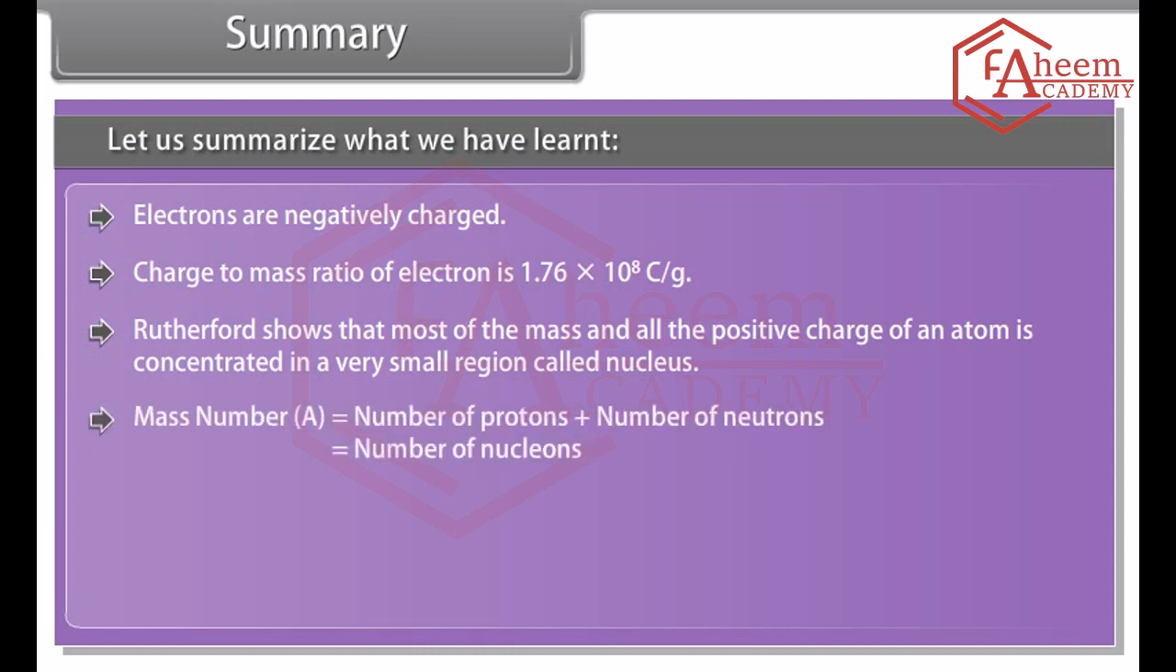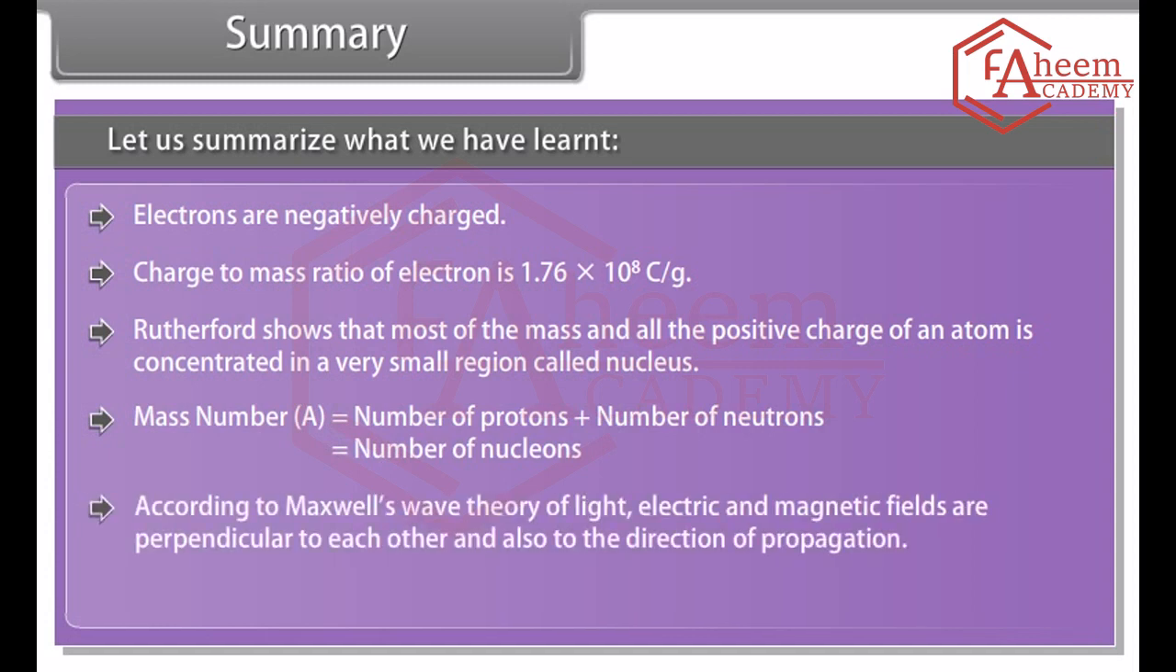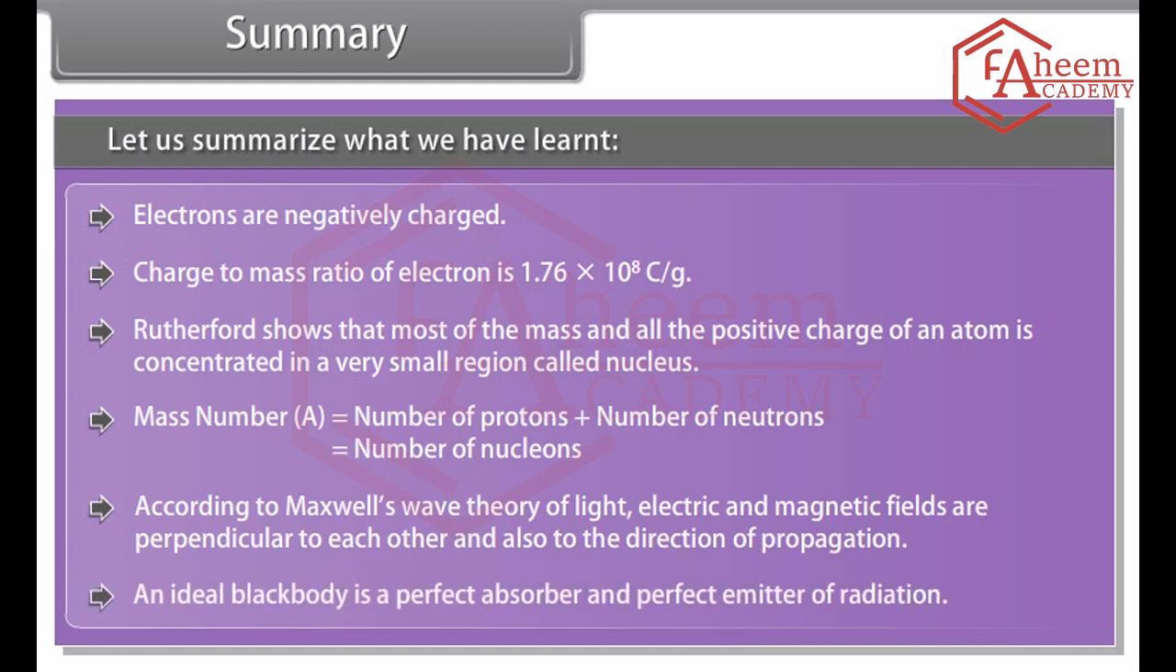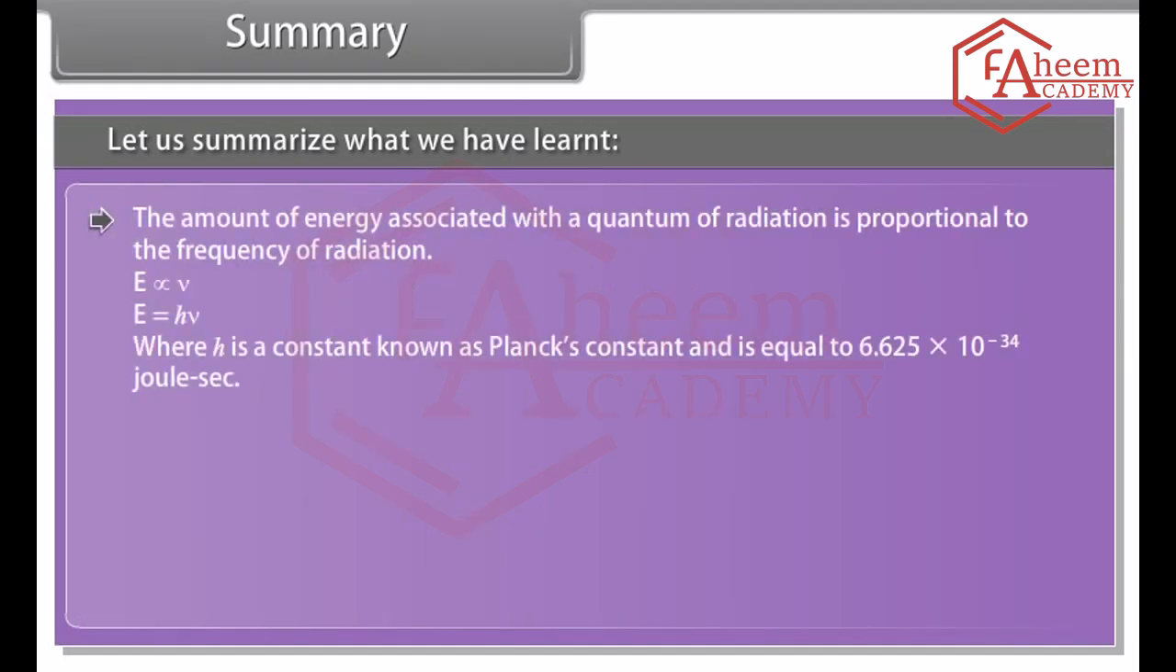Mass number A is equal to the number of protons plus the number of neutrons, which is equal to the number of nucleons. According to Maxwell's wave theory of light, electric and magnetic fields are perpendicular to each other and also to the direction of propagation. An ideal black body is a perfect absorber and perfect emitter of radiation. The amount of energy associated with a quantum of radiation is proportional to the frequency of radiation, where the proportionality is a constant known as Planck's constant, equal to 6.625 into 10 raised to the power minus 34 joule second.